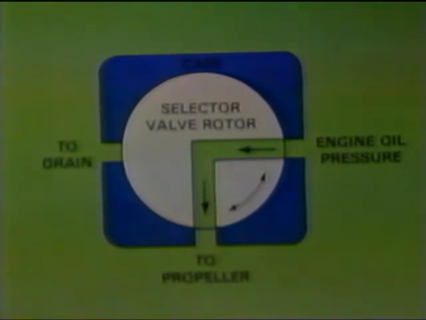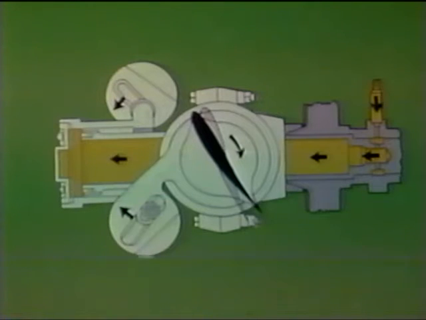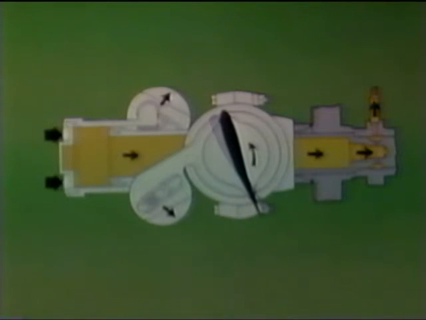When the propeller control lever is moved forward to decrease the blade angle, the selector valve directs engine oil to the propeller cylinder. As oil pressure moves the cylinder forward, it overcomes the centrifugal force on the counterweights and the blades rotate to a lower angle. To increase blade angle, the cockpit control is moved rearward and the selector valve releases oil pressure from the propeller. The centrifugal force on the counterweights is now greater than the force of the oil pressure on the propeller cylinder, and the blades rotate to a higher blade angle.